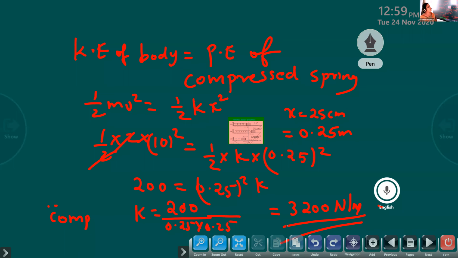So I am winding up the session now. Next class we will continue with the conservation law of potential energy.